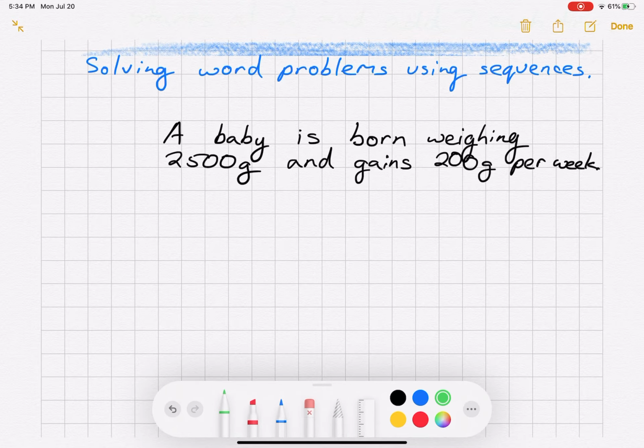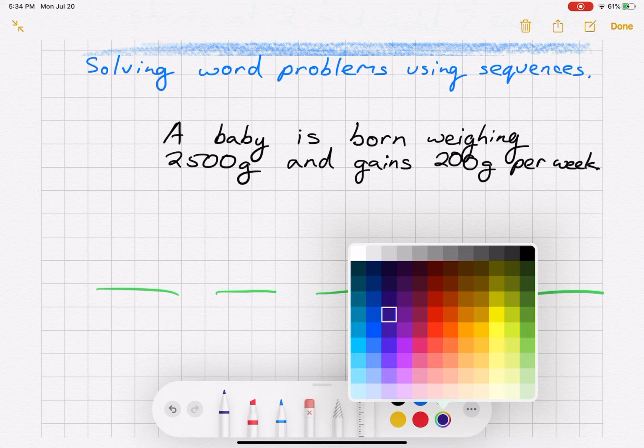Solving word problems using sequencing. So a baby is born weighing 2,500 grams and gains 200 grams per week. So what I want you to do here is pause the video and think about what is the pattern rule. What do you start at and what do you add each time? And then I want you to come up with a sequence with 5 terms. Okay, all right, go ahead, pause the video.